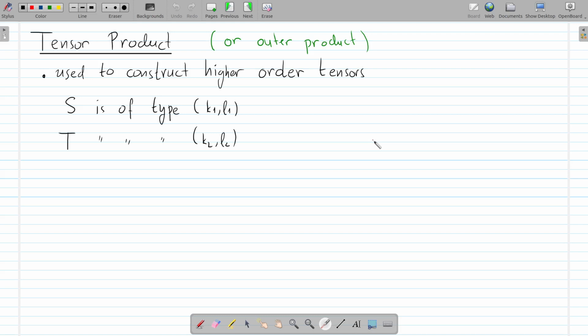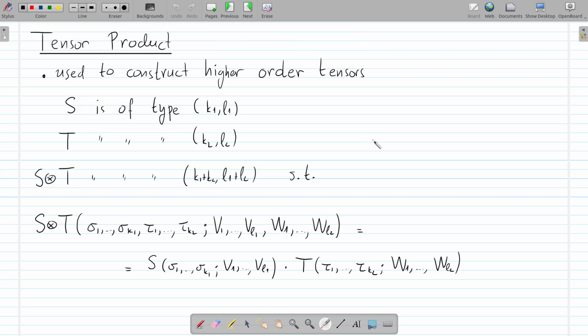So let's move on and see how we can define a binary operation on tensors that can be used to construct higher order tensors. Let's start by considering two tensors, S and T, the first one being of type (k1, l1), and the second one being of type (k2, l2). Then the tensor product of S and T will be a tensor whose order is the sum of the orders of the two tensors. So it will be a tensor of type (k1+k2, l1+l2).